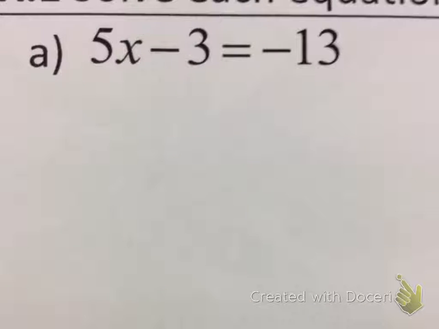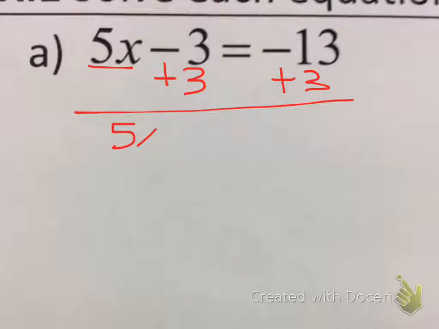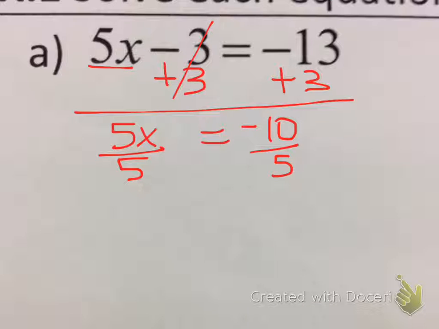Problem 2 here, isolate the variable. I like to just remember I got to get this by itself, so the first thing I need to move is to add that 3 over to the other side. On this side it cancels, which is why I did it. And then on this side I have negative 13 plus 3, which is negative 10. Divide both sides by 5, because 5 times x, I need to get rid of that 5. And then I'm going to just have x on this side and negative 2 on the other side from negative 10 divided by 5.